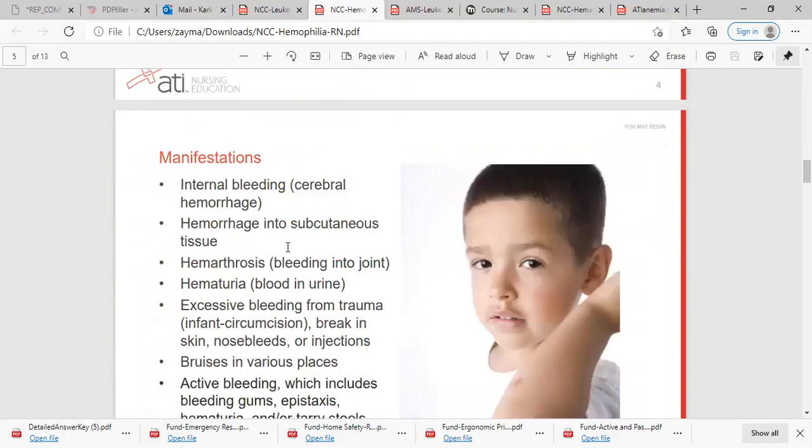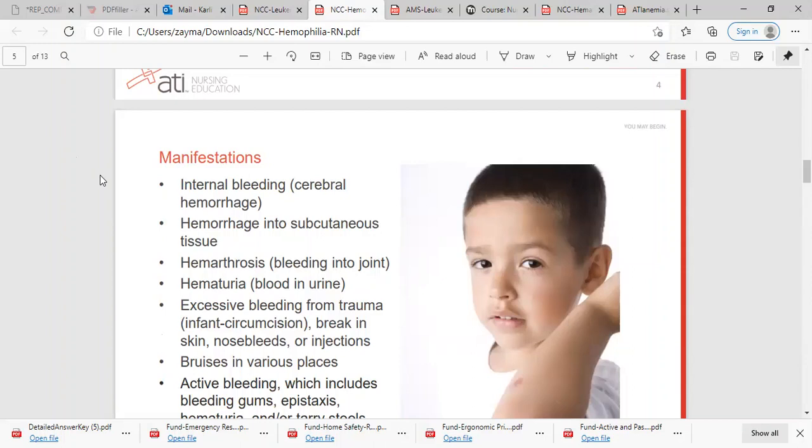Signs and symptoms. While sickle cell could cause ischemic stroke, hemophilia could cause increased risk for hemorrhagic stroke, bleeding. While sickle cell can cause decreased perfusion to the joints, hemophilia will cause what's called hemarthrosis, which is bleeding in the joint. So with bleeding in the joint, what do you think? Should I apply hot or cold? Ice or a heat pack?